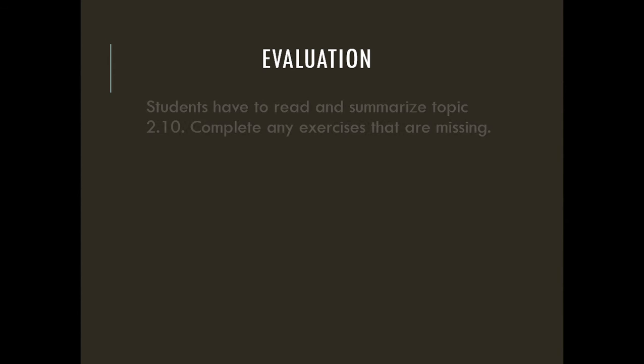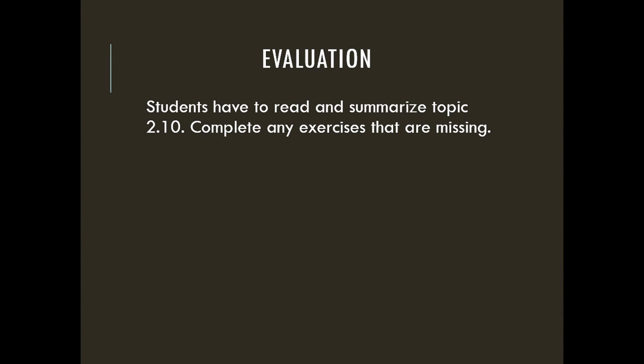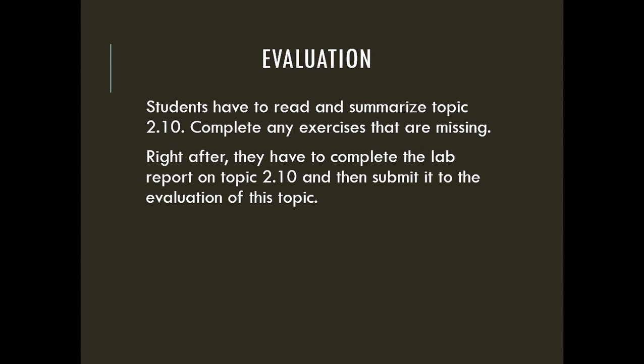All right. So now let's jump to your evaluation. Students have to read and summarize topic 2.10. Complete any exercises that are missing. We already completed some exercises. We analyzed what formulas we had to use and how to rearrange the problems in order to understand the problems of application better. But there are some missing in topic 2.10. So make sure to complete them once you go there. Right after, they have to complete the lab report on topic 2.10 and then submit it to the evaluation of this topic.